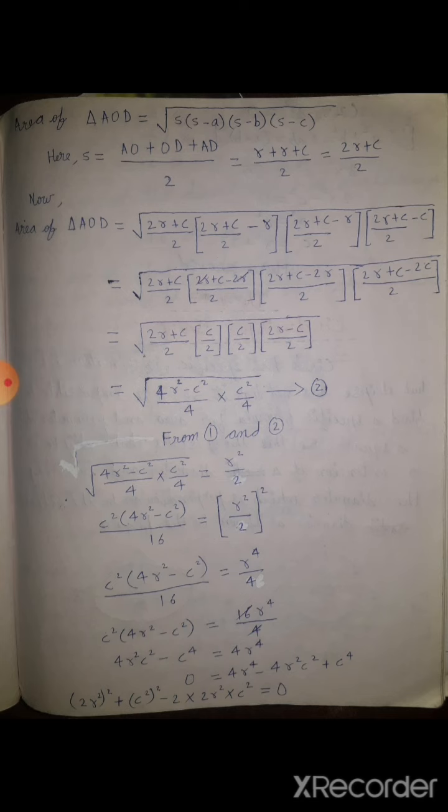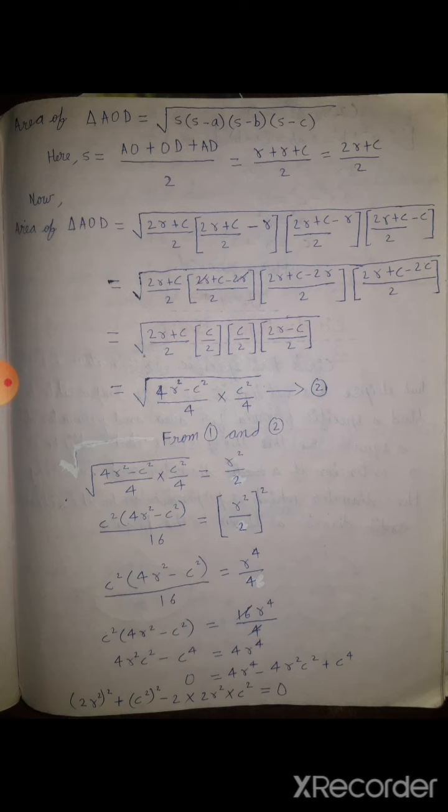Now area of triangle AOD equals square root of (2R plus C by 2) into (2R plus C by 2 minus R) into (2R plus C by 2 minus R) and (2R plus C by 2 minus C). Here the side A is R, B is R and C is C itself. 2R plus C by 2 is the semi-perimeter of the triangle AOD.